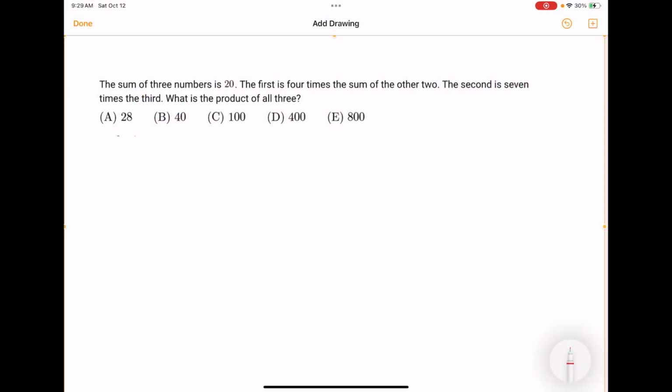The problem states the sum of three numbers is 20. The first is 4 times the sum of the other two. The second is 7 times the third. What is the product of all three?